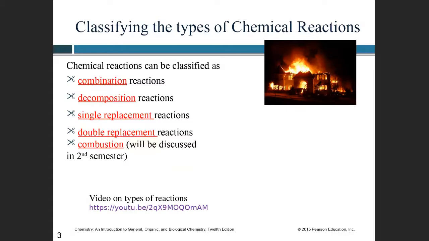Actually, we have 5 types of chemical reaction. The first one is combination reactions. The second one is decomposition reactions. The third one is single replacement reactions. The fourth one is double replacement reactions. The fifth one is called combustion reactions, and that will be discussed briefly in the second semester. So please take a few minutes and watch this video before you come to class.